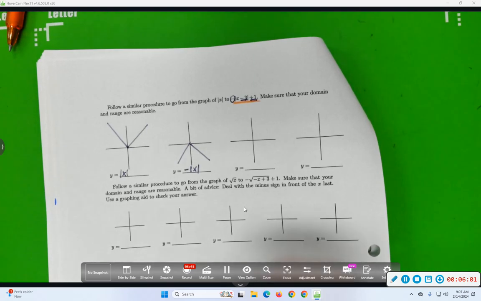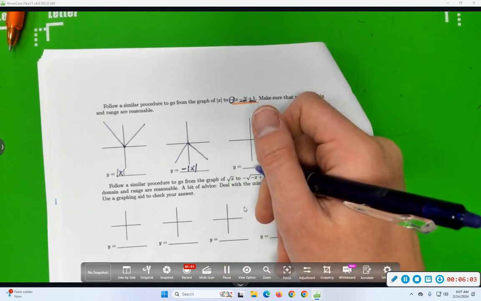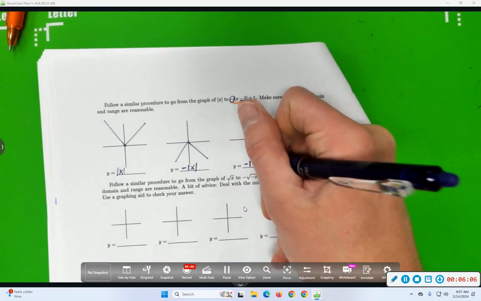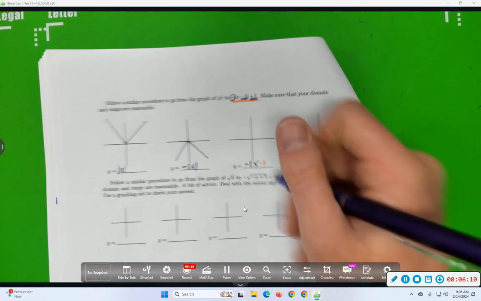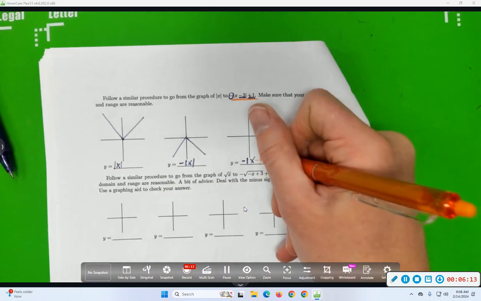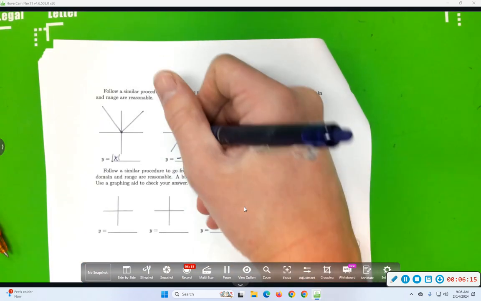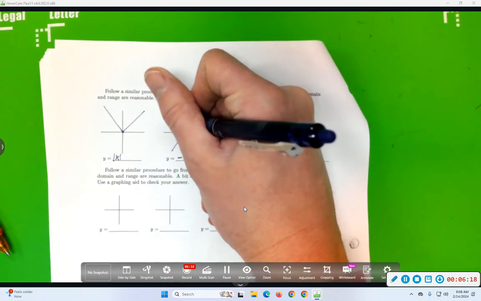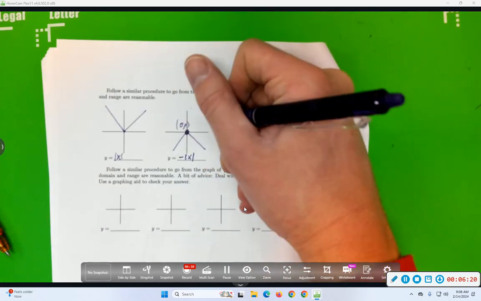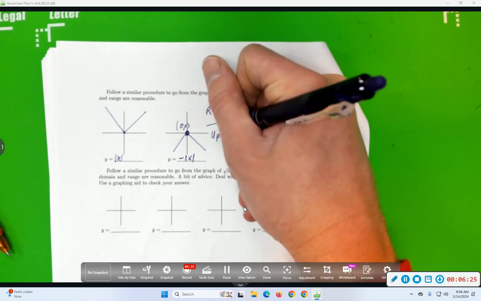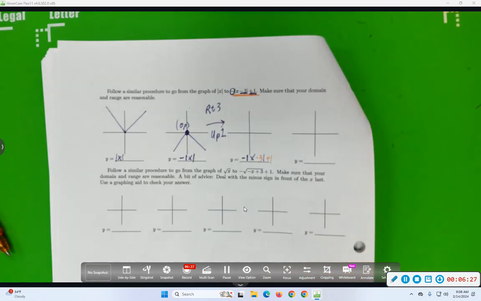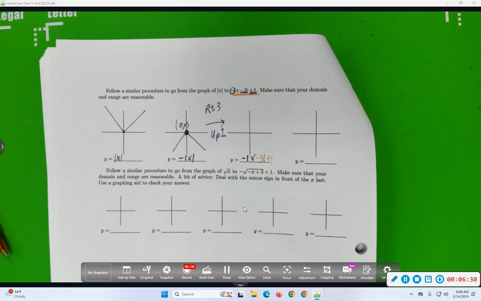So how should I shift to account for the minus 3 and plus 1? Move to the right 3 and up 1. Let's move to the right by 3 and up by 1. And so, right 3, up 1. So where will that point at 0, 0 wind up? 3, 1? That seems sensible.